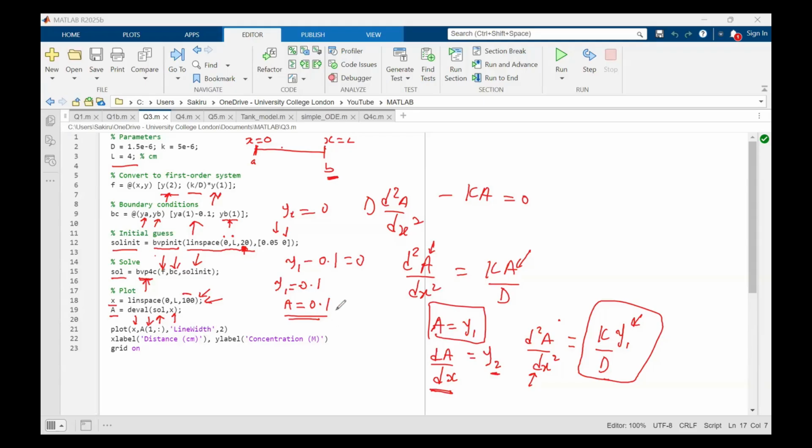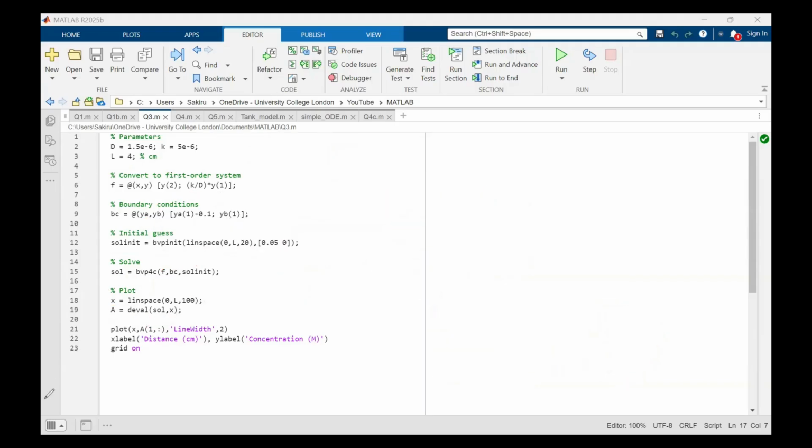Okay. So when you run it, what do you get? If you run that code, you should generate the profile of the concentration from A equals 0.1, when x is equal to 0, and when x is equal to 4, the concentration drops to 0.